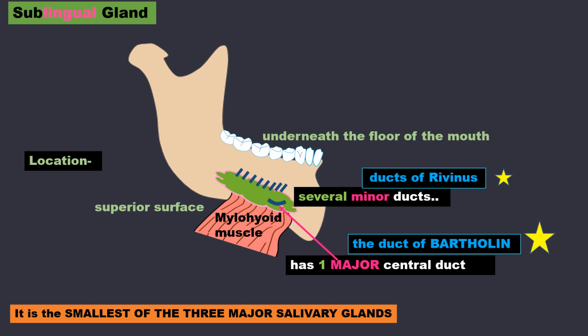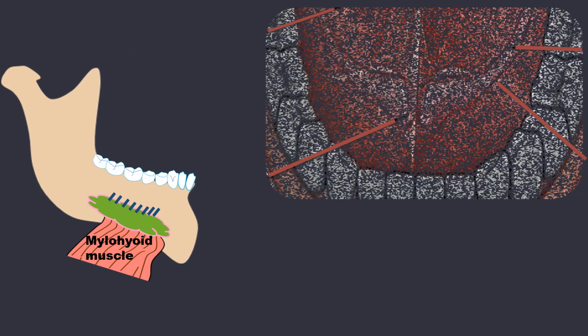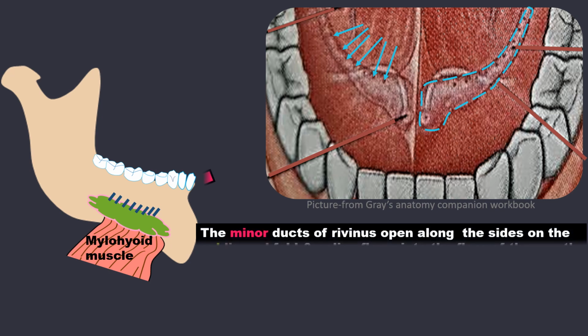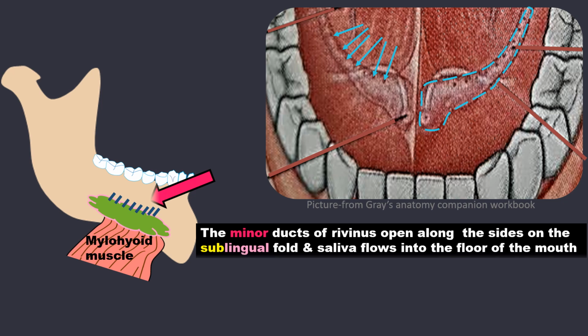These two ducts are more clear in this image. This outline is the sublingual gland underneath the mucosa of the floor of the mouth. These small openings, shown by these small blue arrows, are of the minor ducts of Rivinus, which open along the sides of the sublingual fold, and saliva drains out of these and flows into the floor of the mouth.